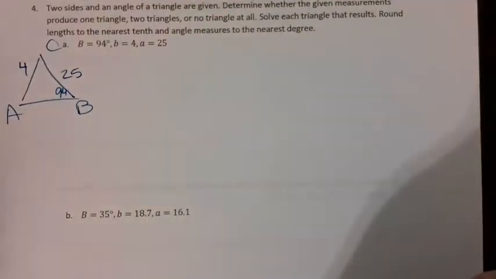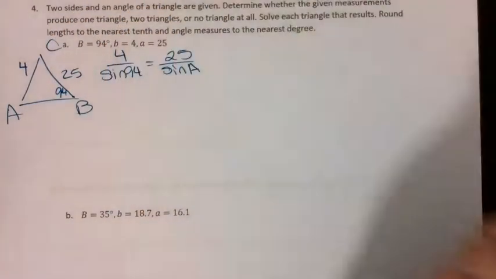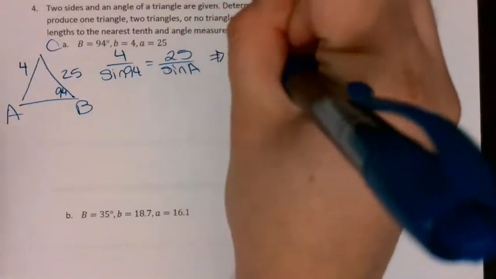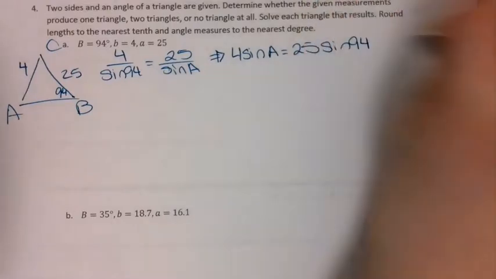I'm going to draw my triangle. I have 94, 4, 25. So I have my pair for B. So I have 4 over sine 94 equals 25 over sine of angle A. Then I want to cross multiply to get rid of the fractions. I have 4 sine A equals 25 sine 94.